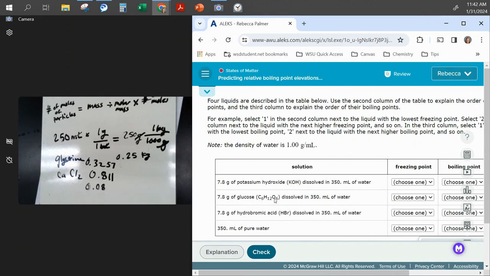This one is covalent. This one is an acid. It tells me it's an acid, so I'm going to look at the hydrogen at the beginning. Hydrogen at the beginning is going to break apart from the second thing. So this one's going to be 2.